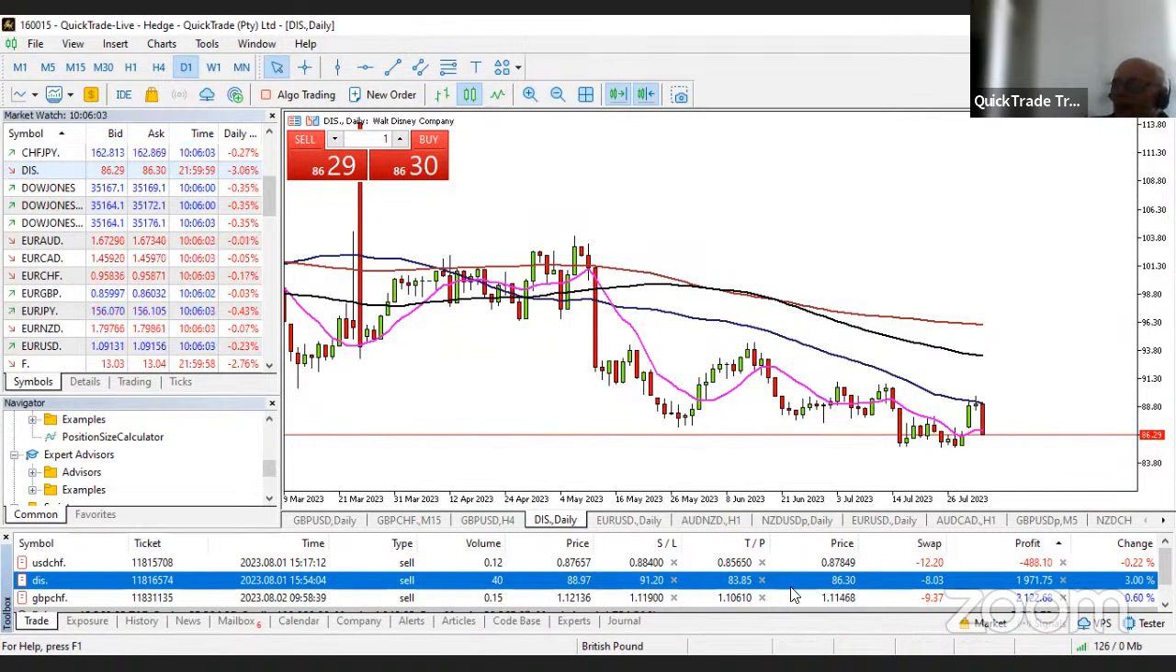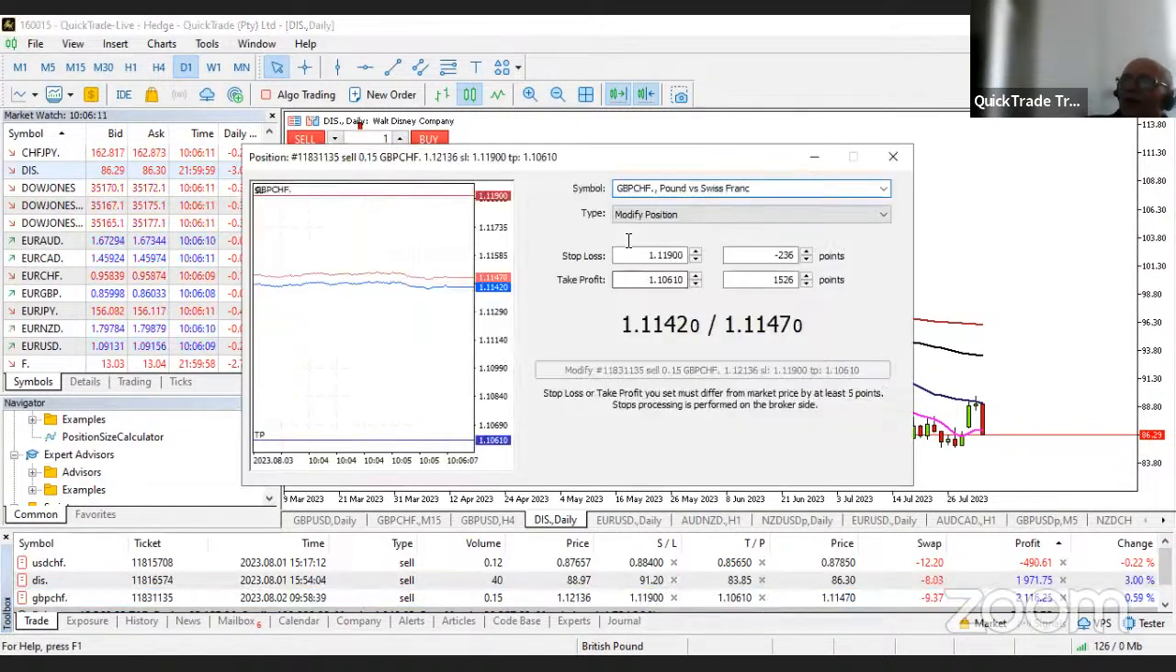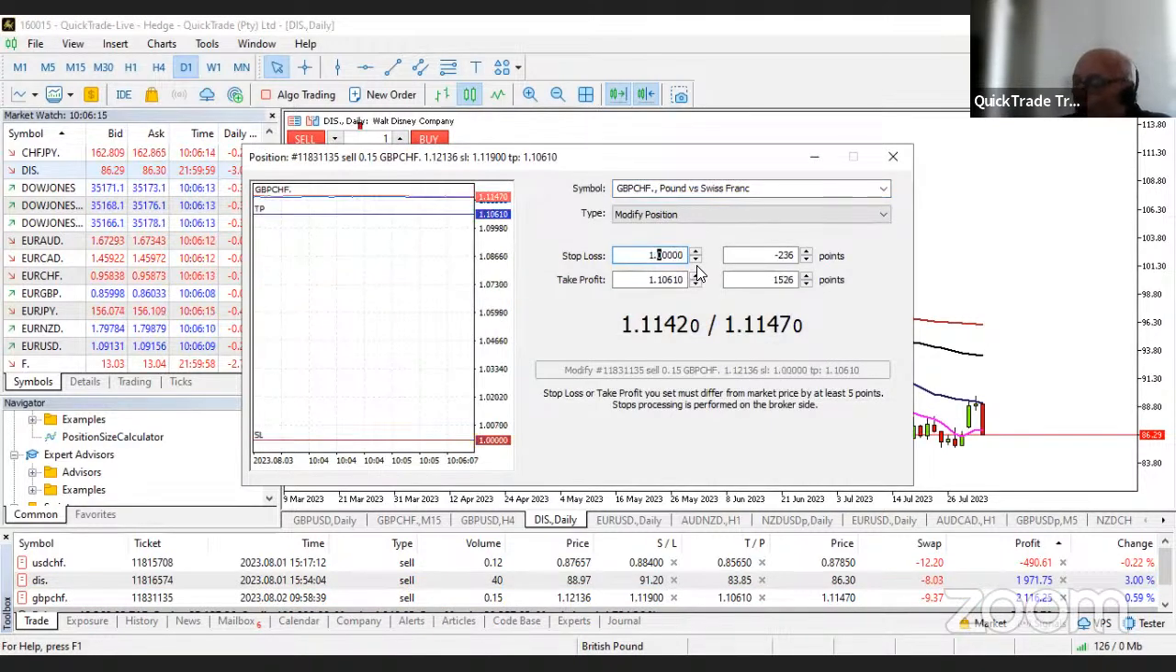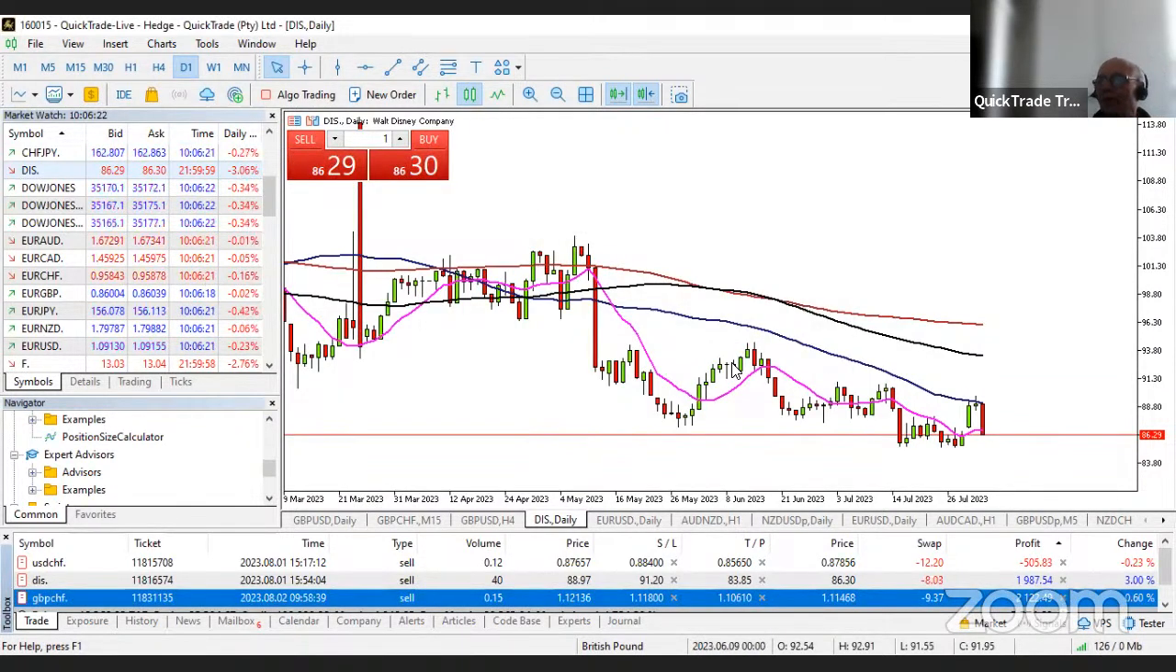GBP CHF is coming off again. I'm tempted to move it down again, from 1.1190 to 1.1180. So you all got that? You might want to do that to follow it down. I'm going to do that as well. So I'm going to modify it to 1.1180, a reasonable gap of 30 pips. So in fact, slightly more than 30 pips. So I'm happy with that.